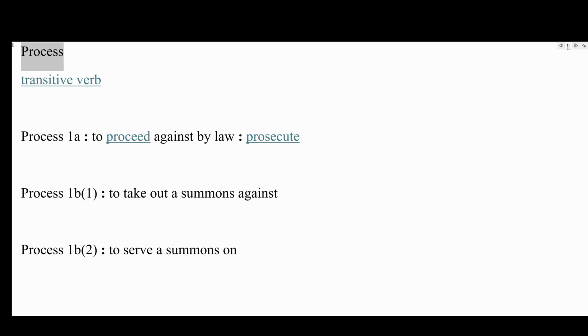Process 4, a prominent or projecting part of an organism or organic structure. Process 5, Conc Entry 6. Process. Transitive verb. Process 1a, to proceed against by law, prosecute. Process 1b, 1, to take out a summons against. Process 1b, 2, to serve a summons on.